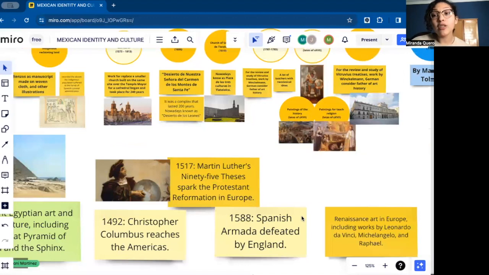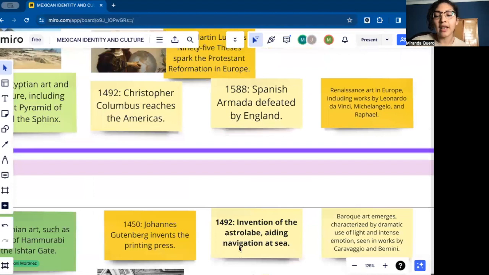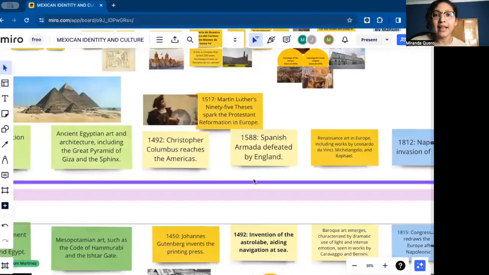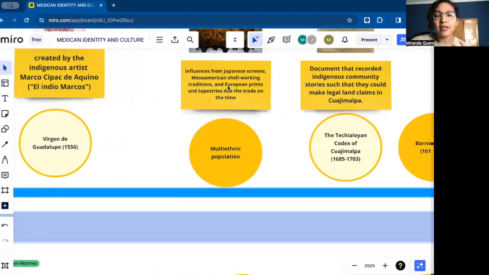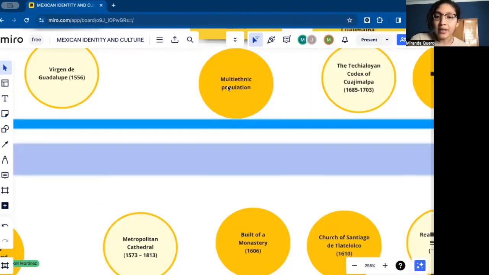During this time, there was also a lot of commerce from continent to continent. So the invention of the astrolabe, aiding navigation at sea, was key, because, for example, Spanish colonialism was very strong, not just in Mexico but all around, not just in America but also in Asia. They even have this impact of multi-ethnicism in art that we can see here, because they were bringing a lot of influence from all around the world. So Spanish culture was a very, very powerful army at the time.